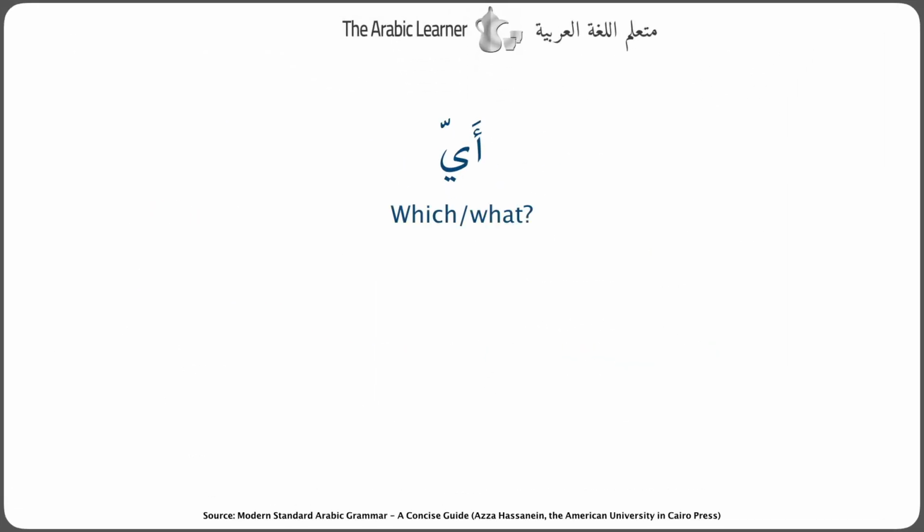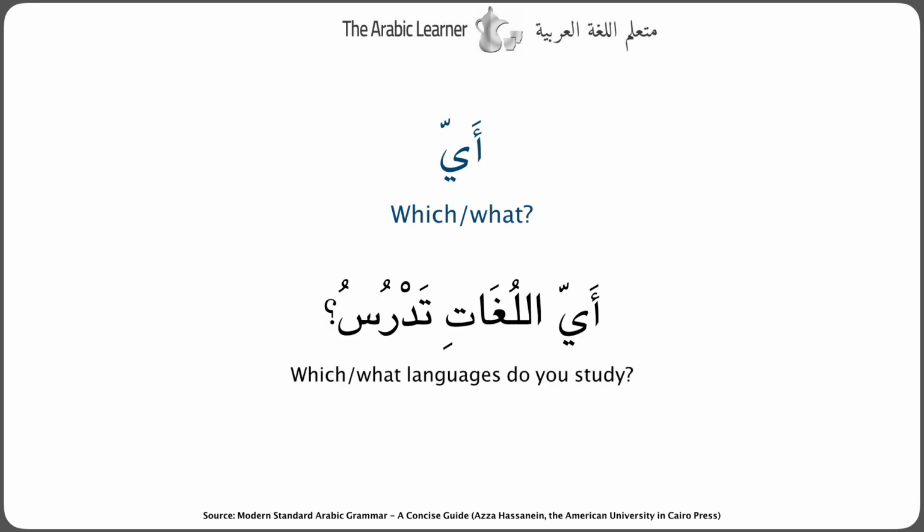أي. This is the word that can mean which or what. Let's take a look at a sentence. أي اللغات تدرس؟ Which or what languages do you study? In English, we could say which languages do you study, or we could say what languages do you study. That's why I've put which or what up there. Now notice about the word اللغات. What do you notice about it?